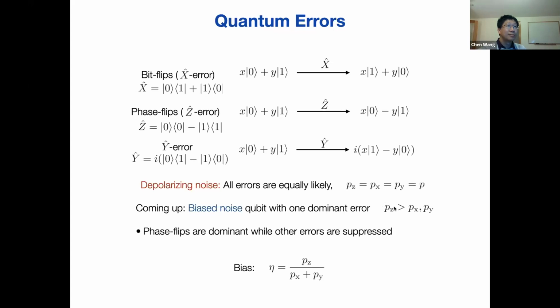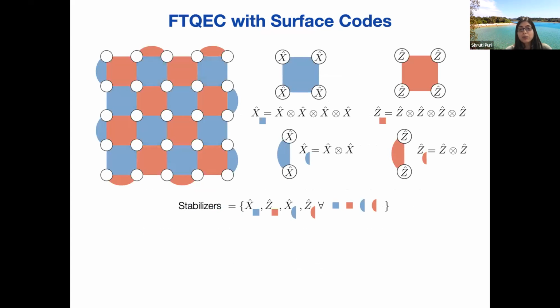In these qubits, along with the total error, which is px plus py plus pz, it becomes important to define another quantity called the bias, which is the ratio of the probability of a Z error and the probability of X and Y errors. Okay, so now let's see how one would imagine doing error correction to correct for all these three types of errors.